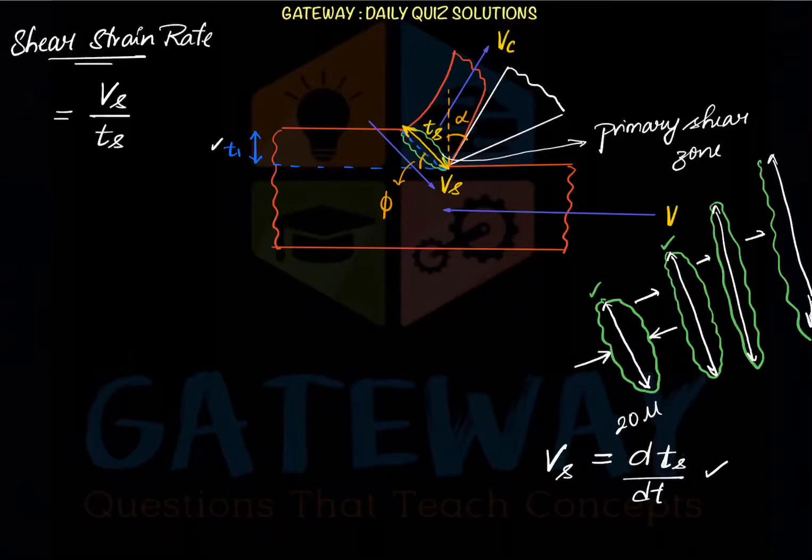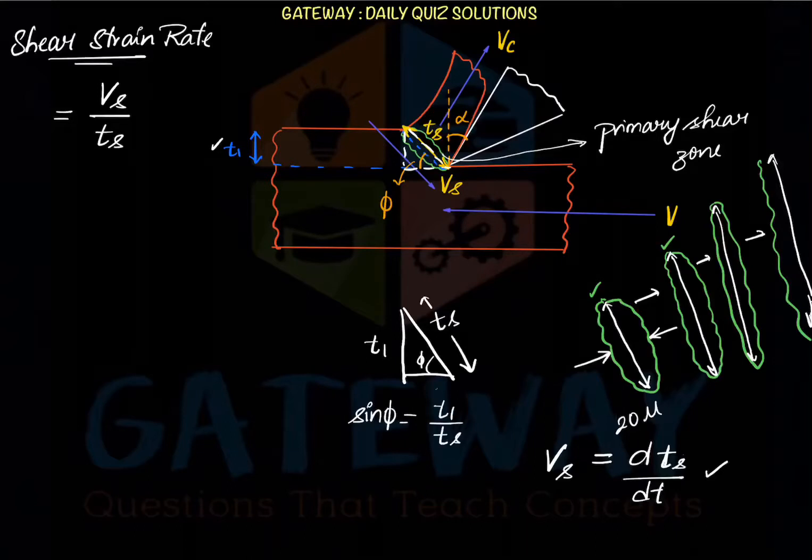How can we calculate the thickness of the shear zone? If you observe the triangle formed here, this is our Ts, which I have represented as the thickness. This straight line, Ts, is nothing but the thickness of the shear zone, and this is our uncut chip thickness t1. In this triangle, this angle is phi, and here we can apply sin phi. Sin phi is equal to t1 upon Ts. From this we get Ts as t1 upon sin phi. For all this we first need to calculate phi.